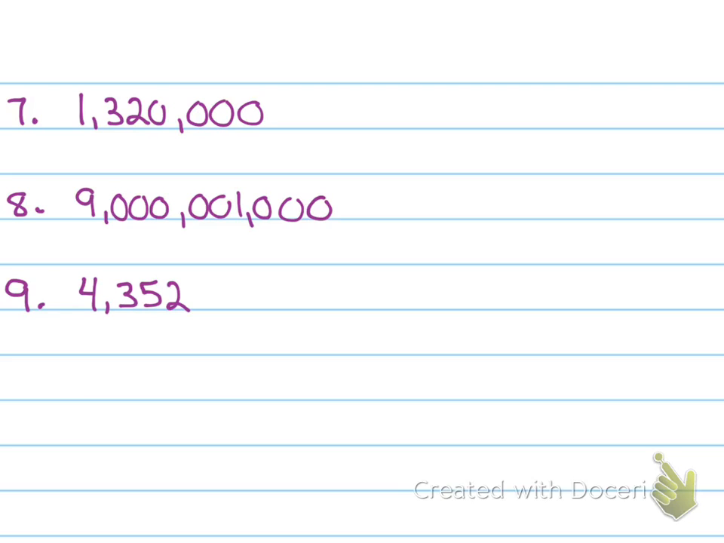Okay, so on 7, 8, 9, and I think I have 10, on these 4 problems, I want you to write these numbers in scientific notation. What decimal value am I going to use for my number 7? It's got to be greater than 1 and less than 10. Caleb? 1.32. Very good. 1 and 32 hundredths.